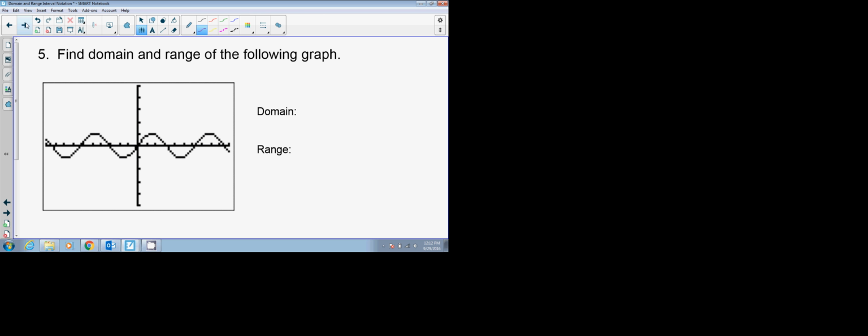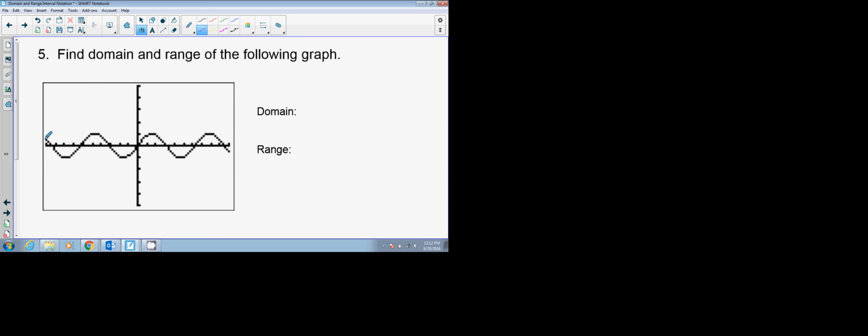So number 5 here, I'll give you a minute or so to try this on your own. We want to find the domain and range of the following graph. So domain, remember those are the x values. So I'm looking at the width of the graph, the smallest possible x here.